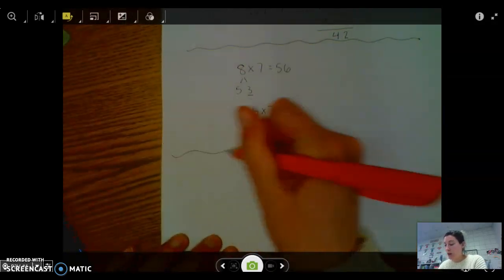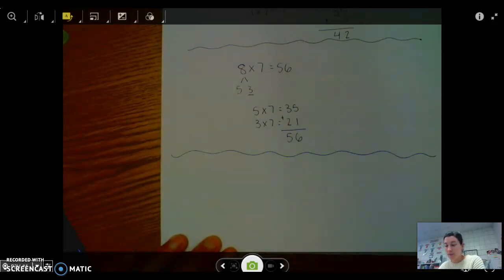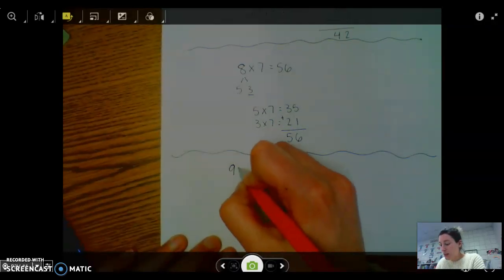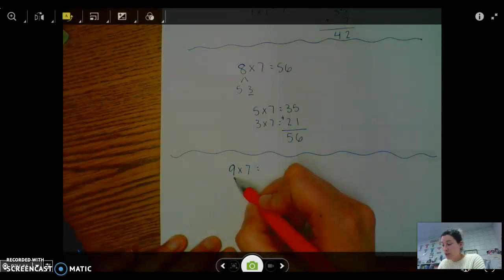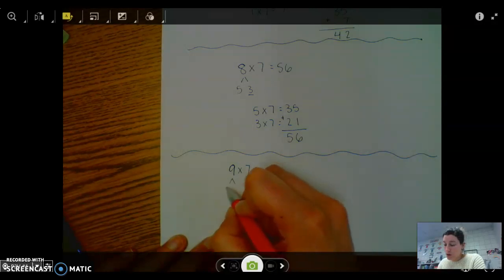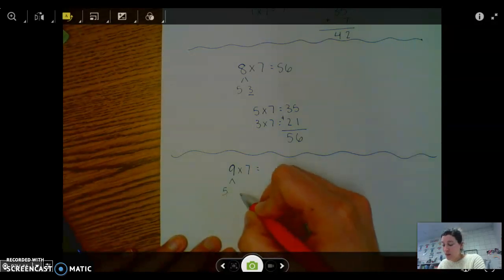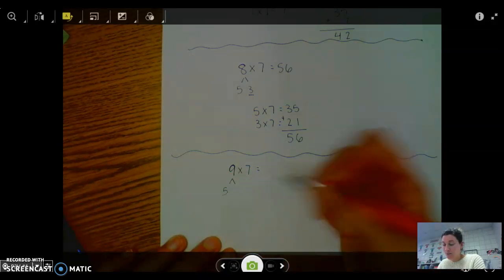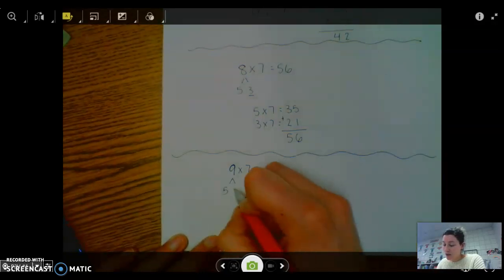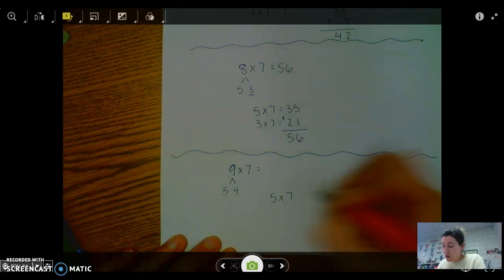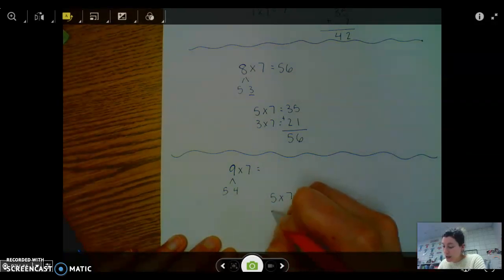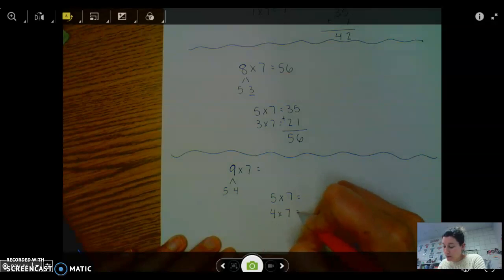Let's try one more together. Let's do 9 times 7. Okay. So what I'm going to do is I'm going to take 9 and I'm going to make that a little bit friendlier. I'm going to do 5. Well, 5 plus what equals 9? 5 plus 3 equals 8. So I know that 5 plus 4 equals 9. So I'm going to have two multiplication problems. 5 times 7 and 4 times 7.